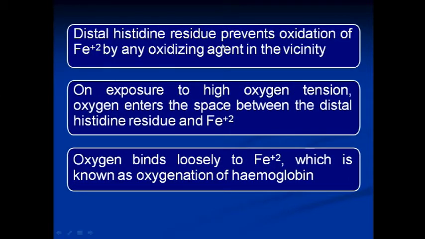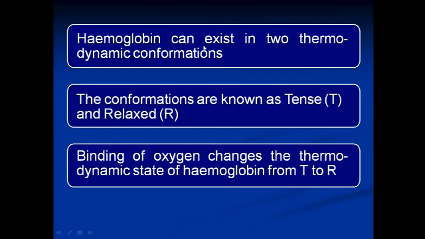Distal histidine residue prevents oxidation of ferrous iron by any other agents in the vicinity. On exposure to high oxygen tension, oxygen enters between the distal histidine residue and the ferrous ion. Oxygen binds loosely to the ferrous ion. Now hemoglobin can exist in two thermodynamic conformations, known as tense and relaxed states.